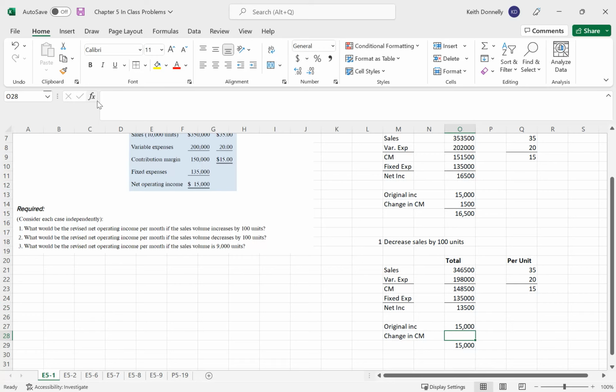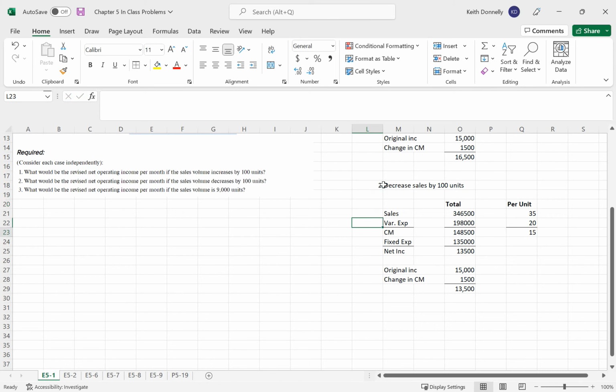We could do this as well if you wanted. It would be the original net income, but what we would do here is the 100 units times the $15 margin, but we have to subtract it in this case. Both get you to 13.5. So in short, if we decrease our sales, we decrease our contribution margin, and we decrease our net operating income.